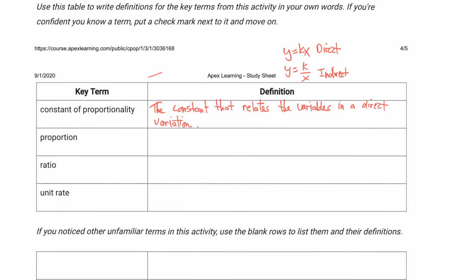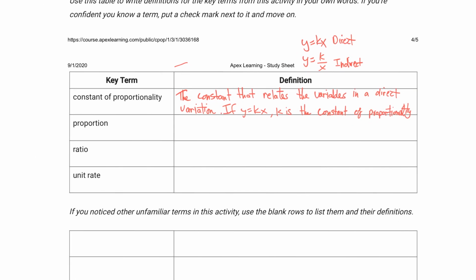So if y equals kx, then k is the constant of proportionality. Next, we have what is a proportion?